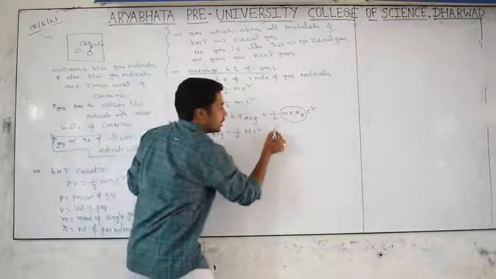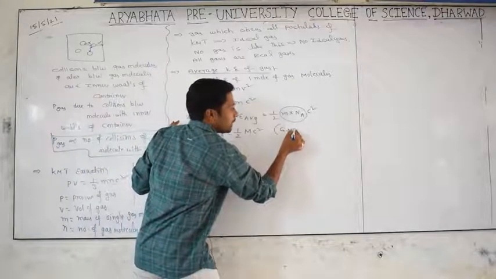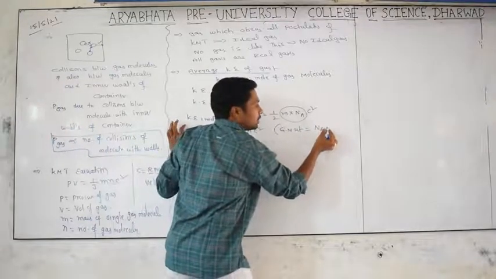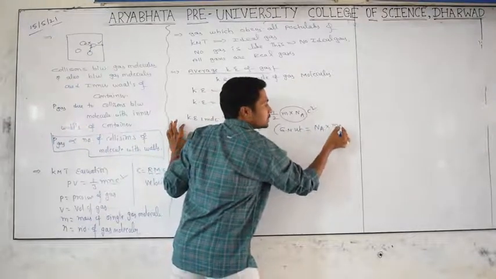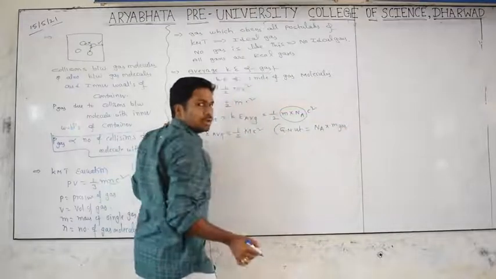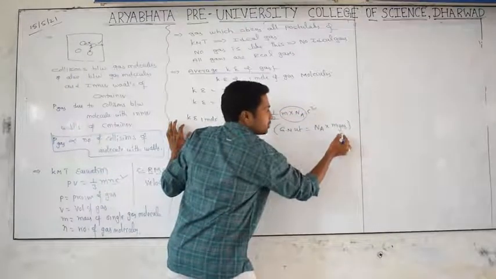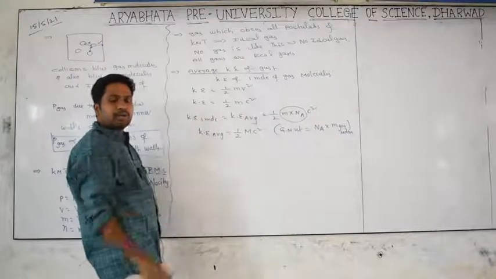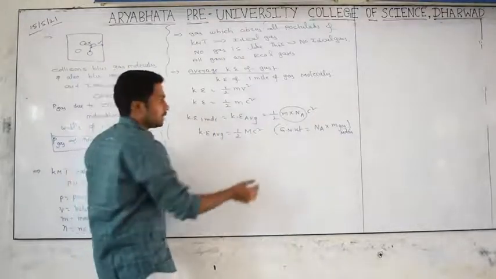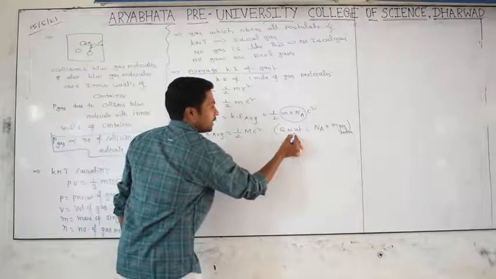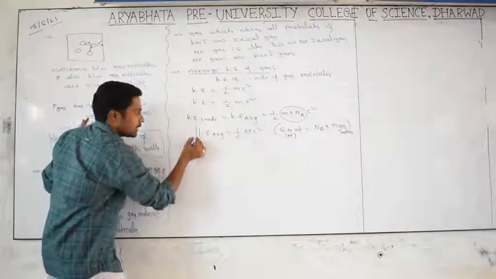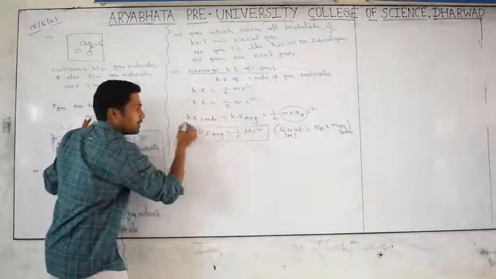Why? Because capital M means gram molecular weight. Gram molecular weight means the mass of Avogadro number of molecules, the mass of Avogadro number of gas molecules. The Avogadro number of the particles' mass is called gram molecular weight. That is nothing but capital M. Can you write it here? No problem. So now this is the average kinetic energy, half M c square.